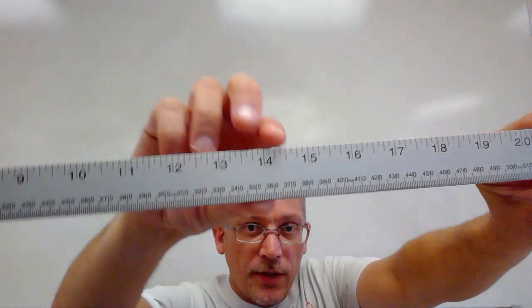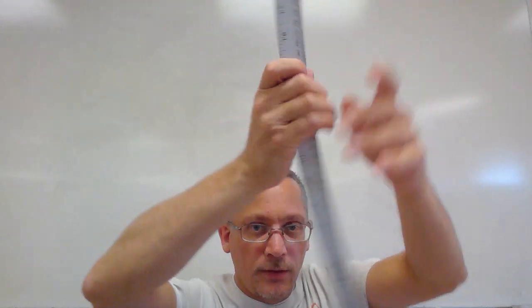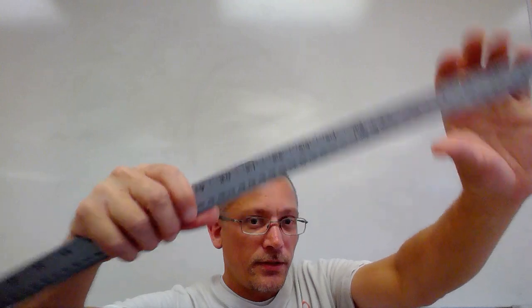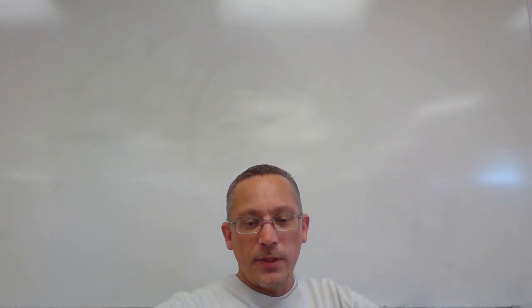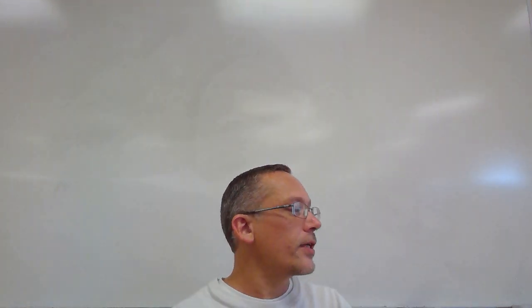Keep in mind when you're using them, mostly they have an imperial side as well as a metric side. And which side are we going to be using? We're going to use the metric side. Don't use the inches, use the centimeters. Okay? And mine has centimeters on both this side and this side, so I can choose either side to use.